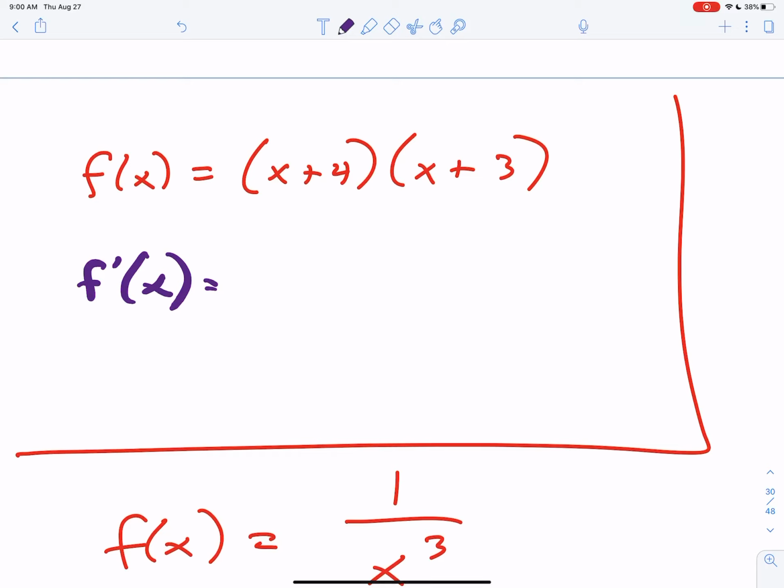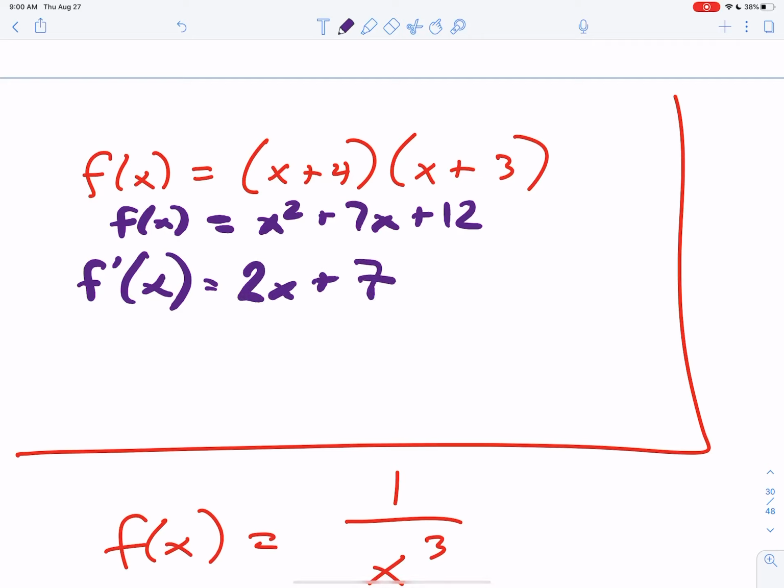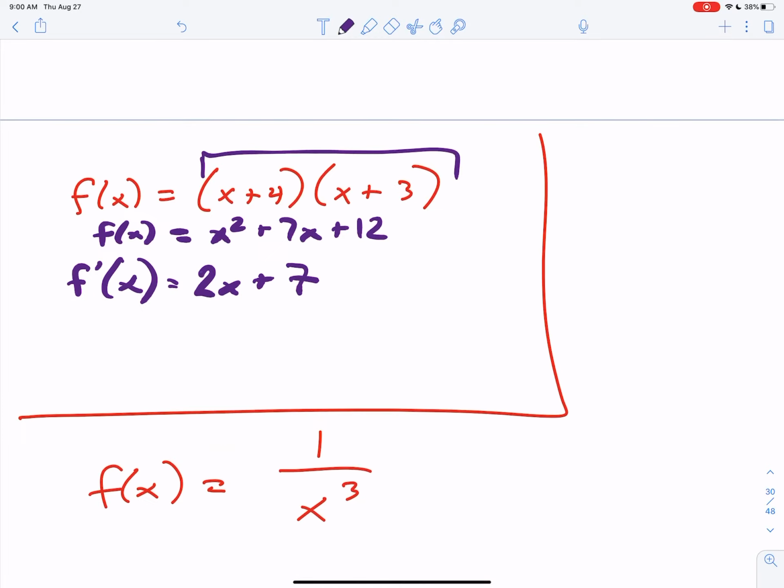Okay, the most efficient way here is probably just to expand that. So I would distribute first and get x squared plus 7x plus 12 once you FOIL that out. And then taking the derivative is just 2x plus 7. That's probably the easiest way. I would not use the product rule here, only because we recognize this so well.